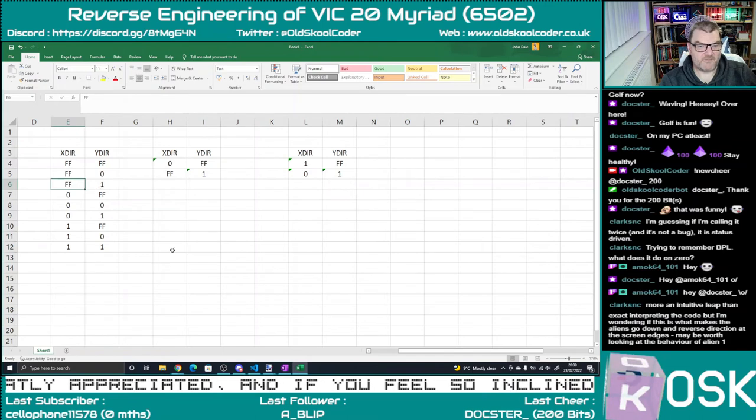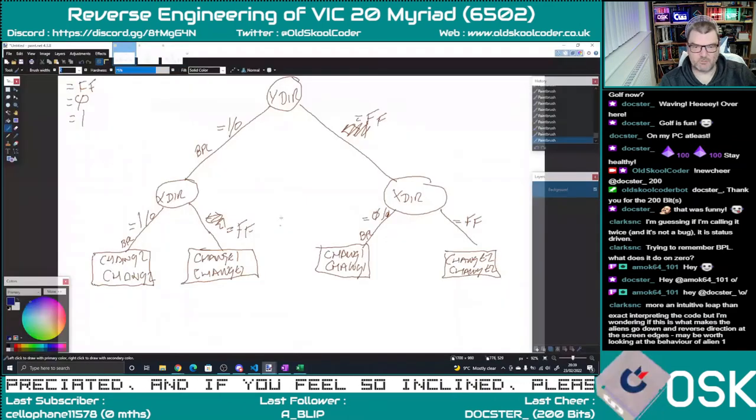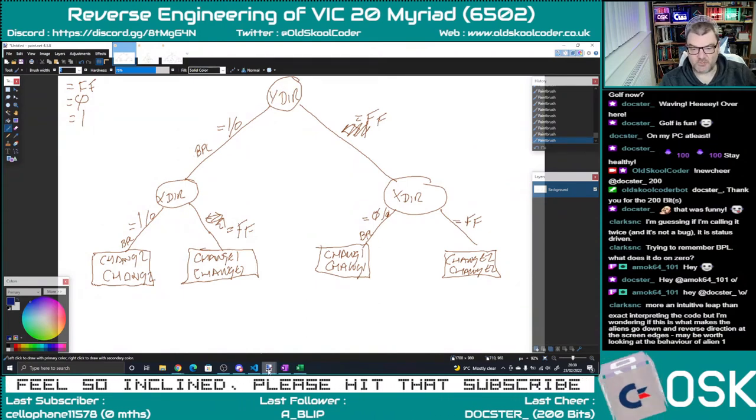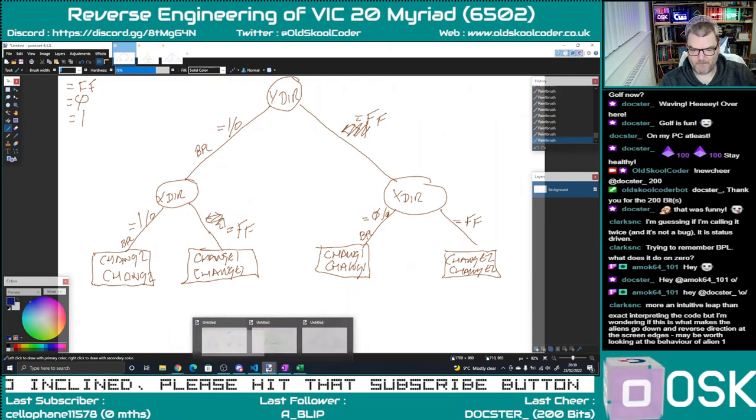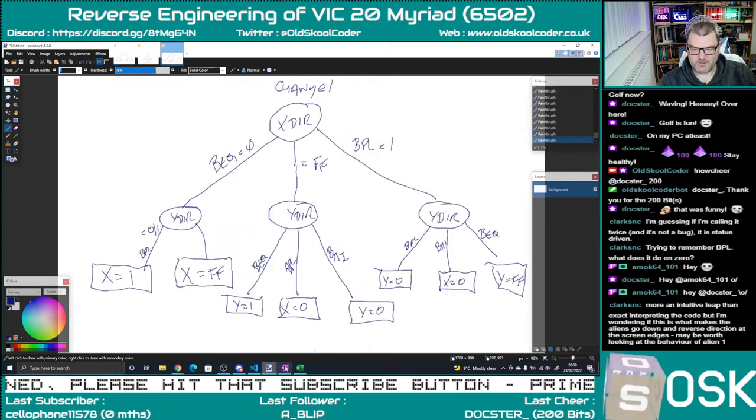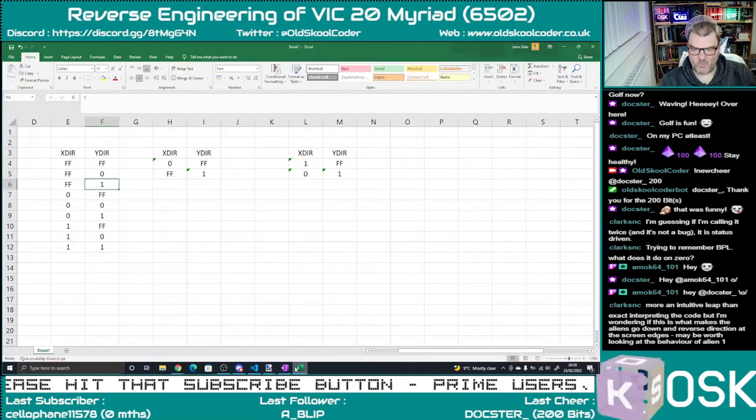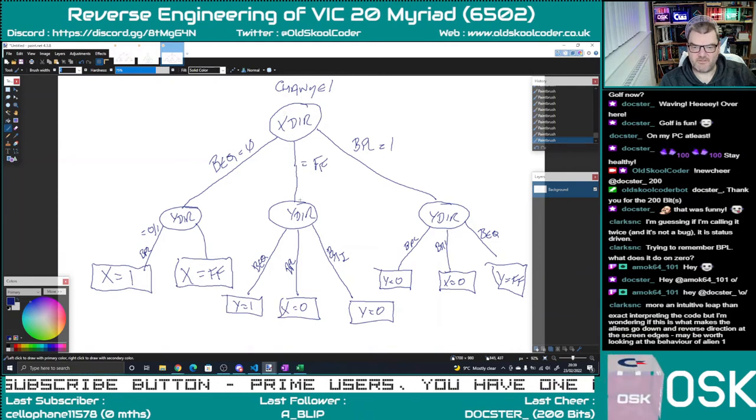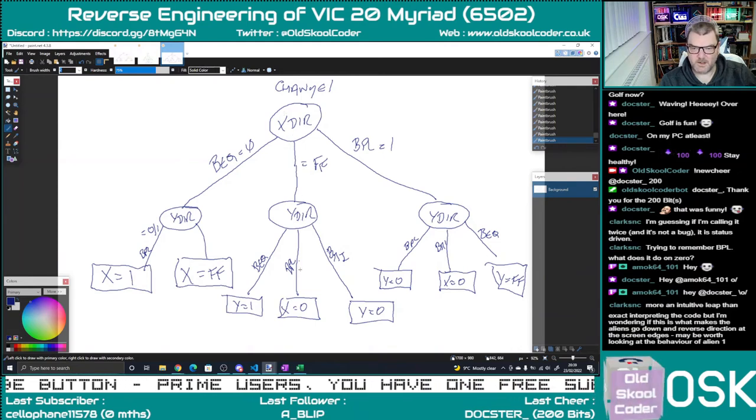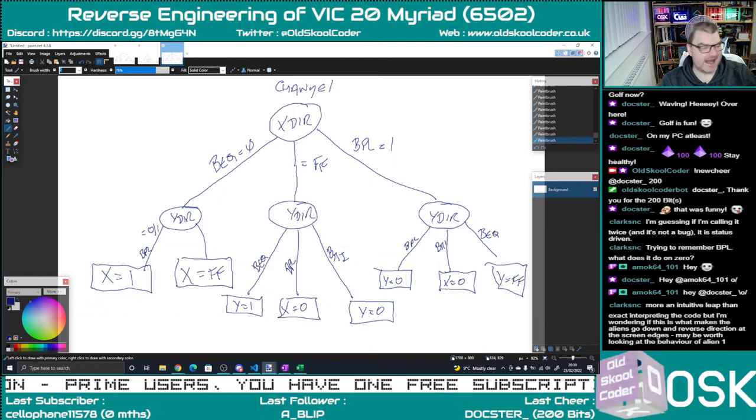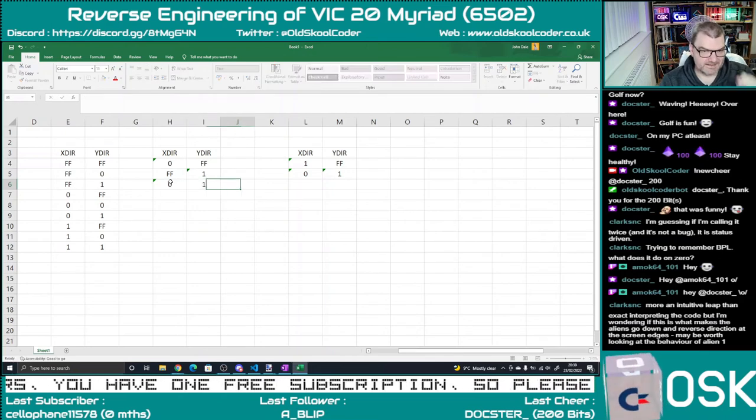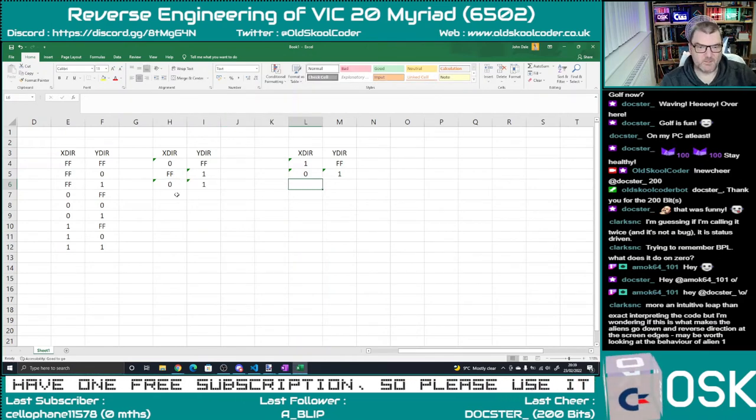Right, the next one, FF and 1. Okay. So we're just going to run through it. So YDIR is 1, so we come down this branch, and X is FF, so we're running change 1 again. Right, so just to remind us, we are looking at FF and 1. So X direction is FF, Y direction is 1. So that's this. So we're now changing X to be 0. Okay, let's change X to be 0. And that means Y is still staying the same. And then we run through it again, but this time 0 and 1.